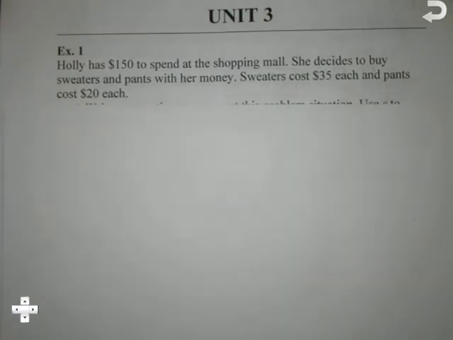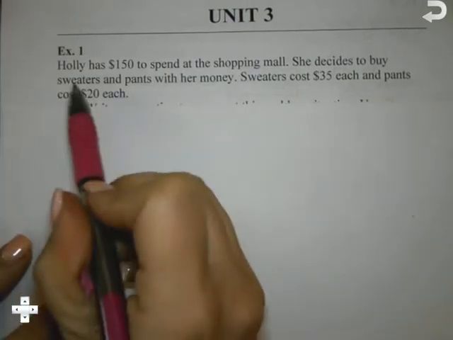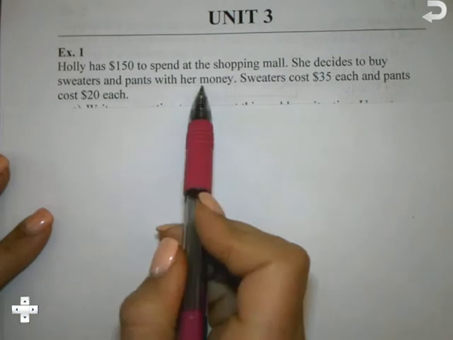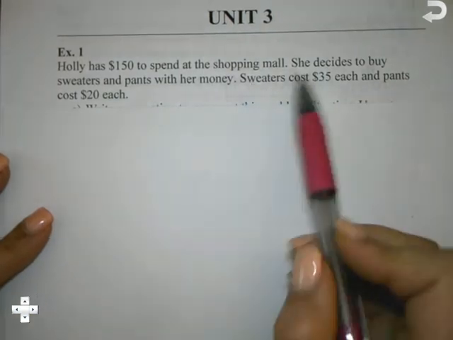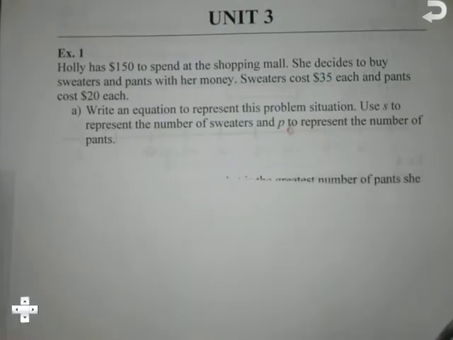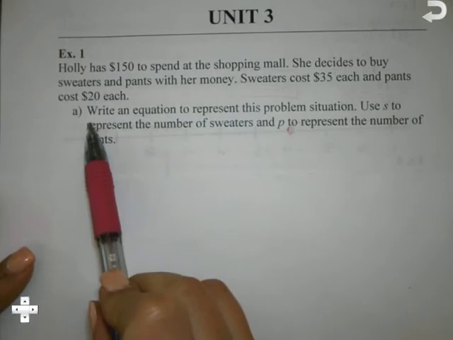So here's your first example. Holly has $150 to spend at the mall. She decides to buy sweaters and pants with her money, and then it gives you some information. Sweaters cost $35 each, and pants cost $20 each. You don't have to write this, but I'll underline what I do want you to write. Your question is to write an equation that represents this problem situation.